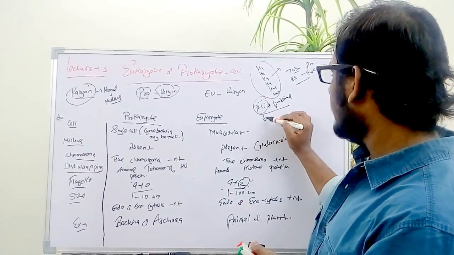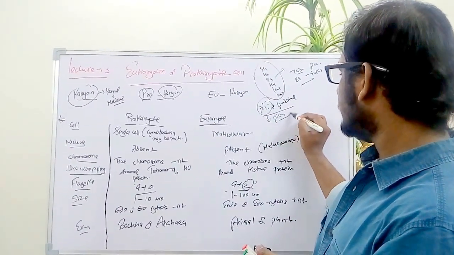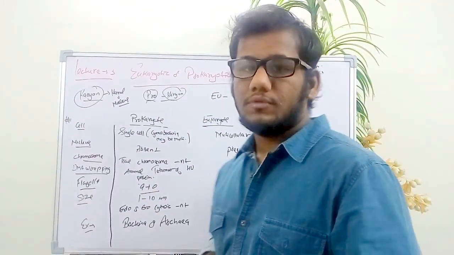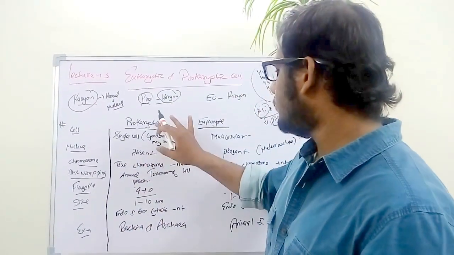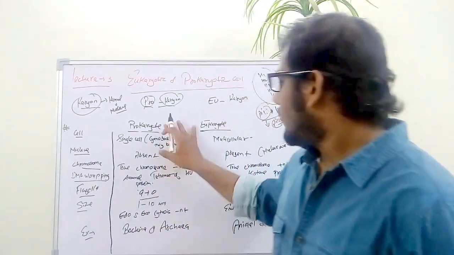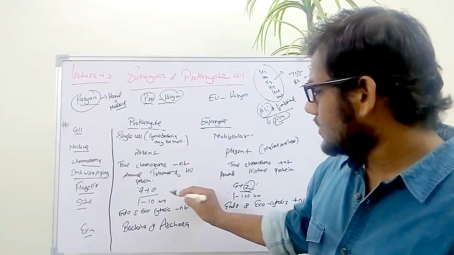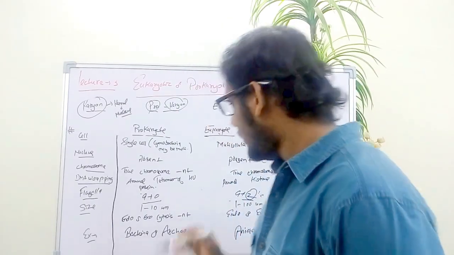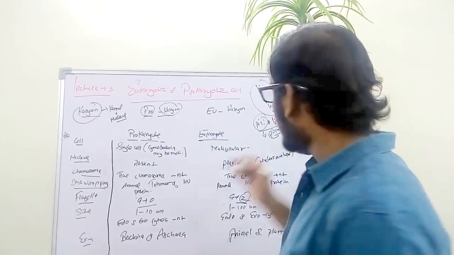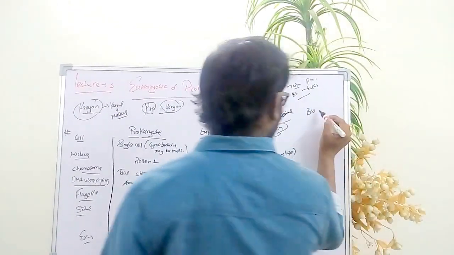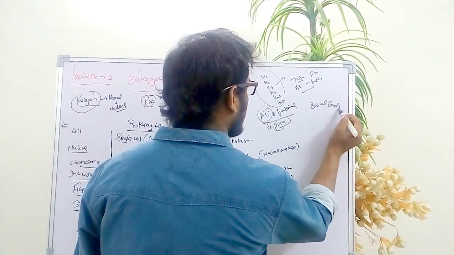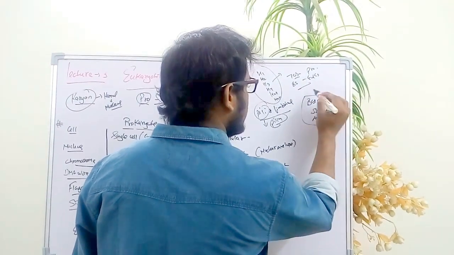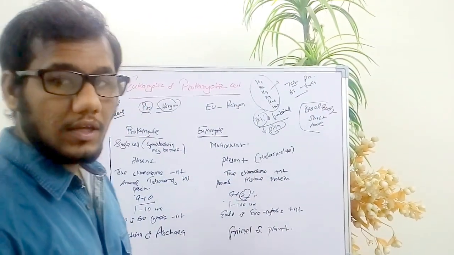In pili, pilin protein is present. So these are the differences of pili and fimbriae. Now I am talking about flagella. In prokaryotes, flagella have a 9+0 arrangement, and in eukaryotes it is a 9+2 arrangement. In prokaryotes, flagella have 3 parts: basal body, shaft, and hook. These are the 3 parts of flagella.